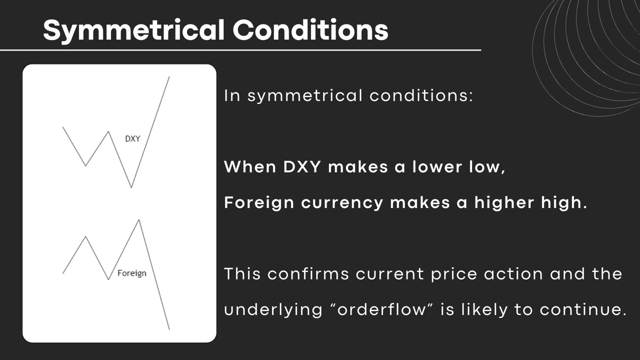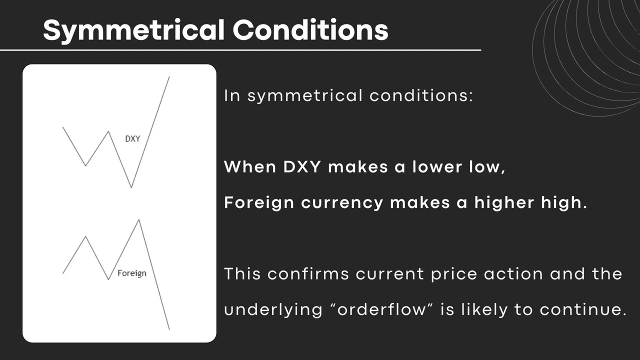We know that when DXY makes a low, Euro USD makes a high. This suggests that the market is in a symmetry because the structure is the same. Now, if you're going to ask me that it's inverted, then that's because DXY moves opposite to foreign currency, right? So don't confuse inversion with symmetry. Both are different. Two markets can be inverted of each other, but they can still be in symmetry because they follow the same structure, right?